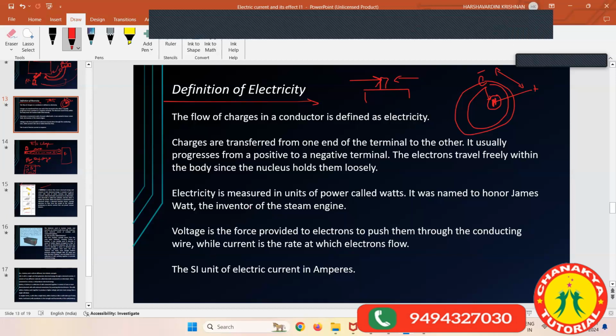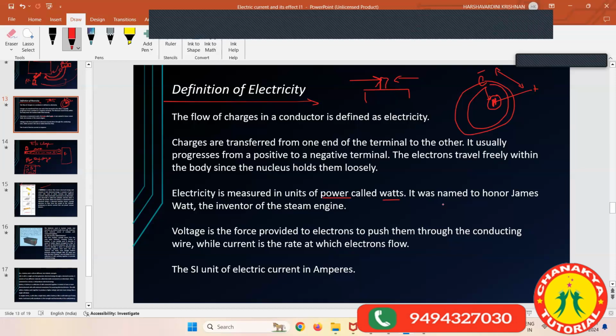Yes, ma'am. Correct. So electricity is measured in units of power called watts. Please remember, children, people get confused. Electricity is something different. Electricity is measured with the unit of watts, W-A-T-T-S. But electric charge is measured with the help of? Volts. No. Electric charge, coulomb. Yes, coulomb. The electric charge unit is coulomb, and the electricity unit is watt. They are both different, okay?